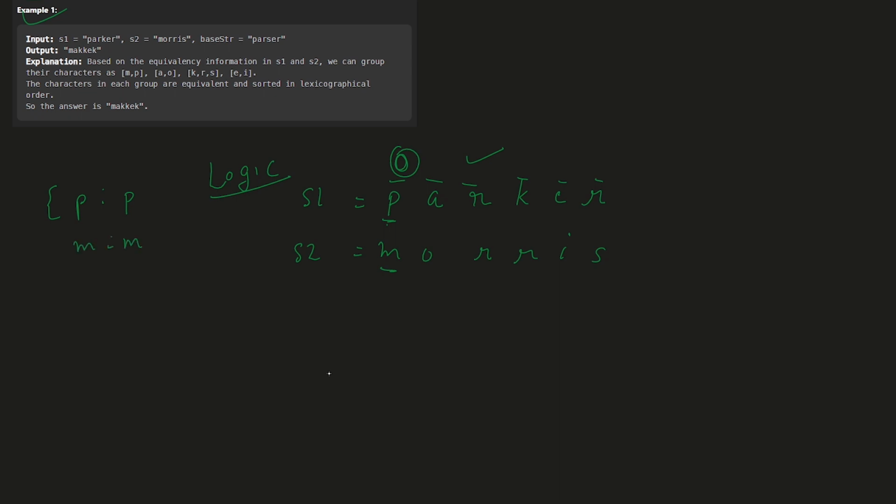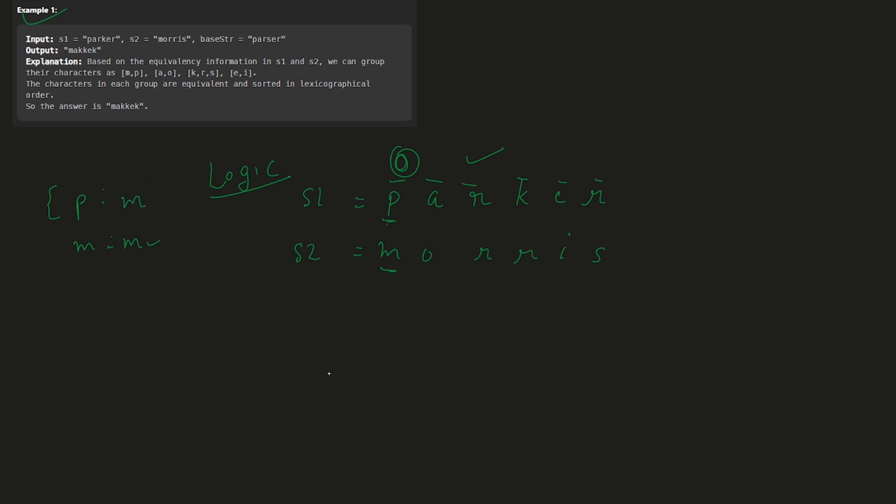Now guys, once we find the root, we can say the root of P is P and the root of M is M. Which one is smaller, P or M? You can see that M is smaller. So if M is smaller, then for the bigger one, P, we just write M there. P now has a root of M.